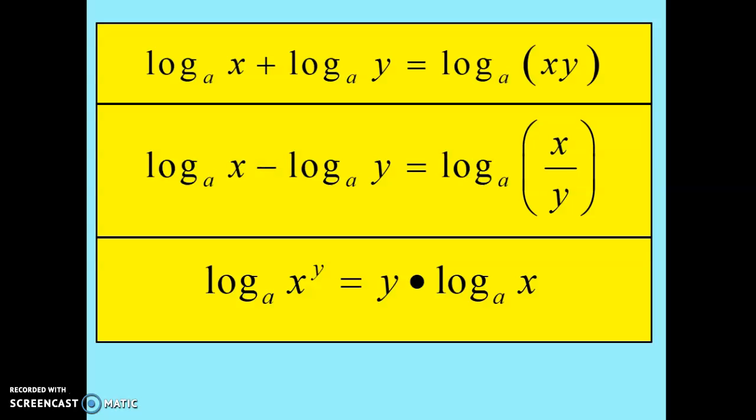It looks like this. If you have two logs of the same base and they're being added together, you can combine the logs together and multiply the of parts, the x and the y. If you're subtracting two logs with the same base, you're going to divide the x's and the y's, or whatever is in front of those two logs. And then finally, if you have an of part with an exponent in it, that exponent becomes a coefficient in front of the log. We're going to show you how to do all these problems and have some time also for you to try some on your own.